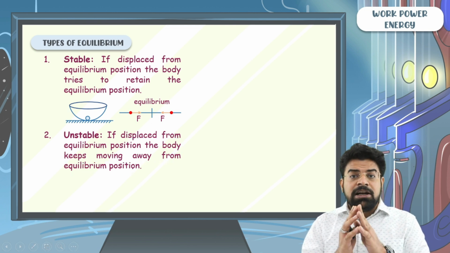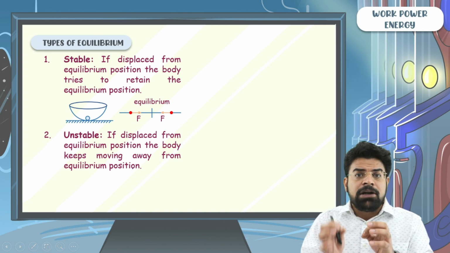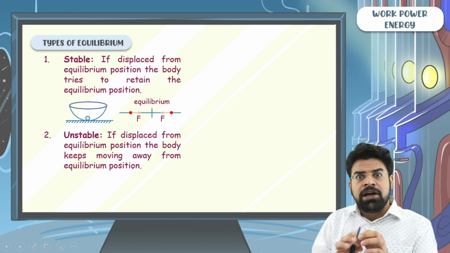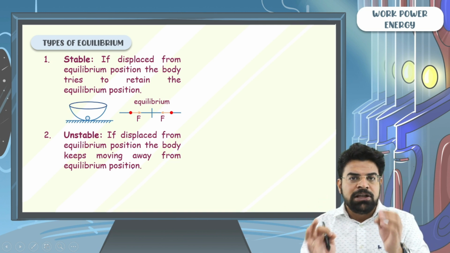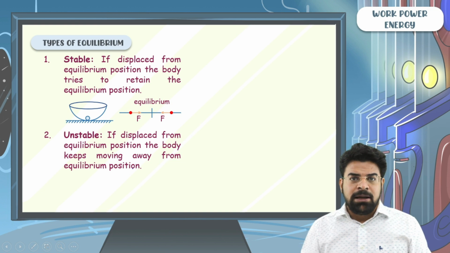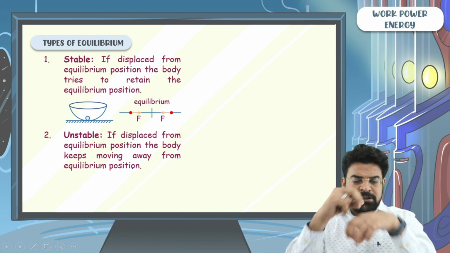It means that when displaced from the equilibrium position, the body does not come back towards the equilibrium position. To the contrary, it keeps on moving away from the equilibrium position. That is the example of unstable equilibrium. The classical example is an upside down bowl, and on the top of the bowl you place a pebble.